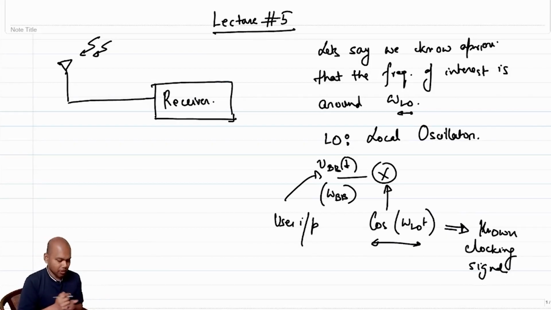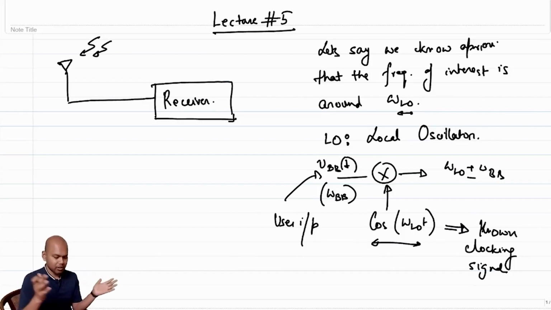The popular terminology is to simply say LO. As the course progresses, we'll just shift to the popular terminology. But for the time being, your output is essentially omega LO plus omega BB, or let me just say omega LO plus or minus omega BB, because your omega BB is probably both sided.